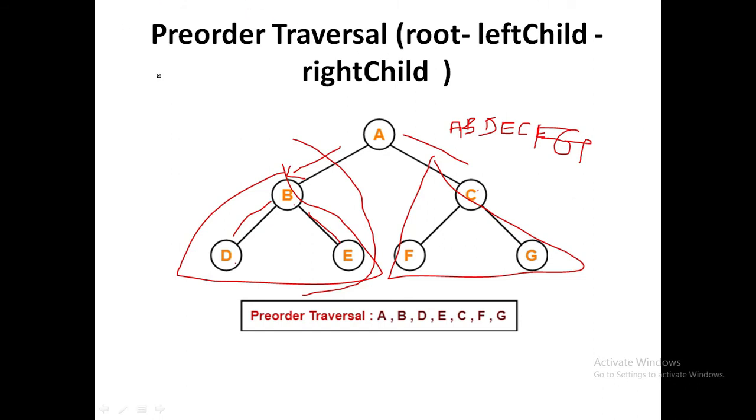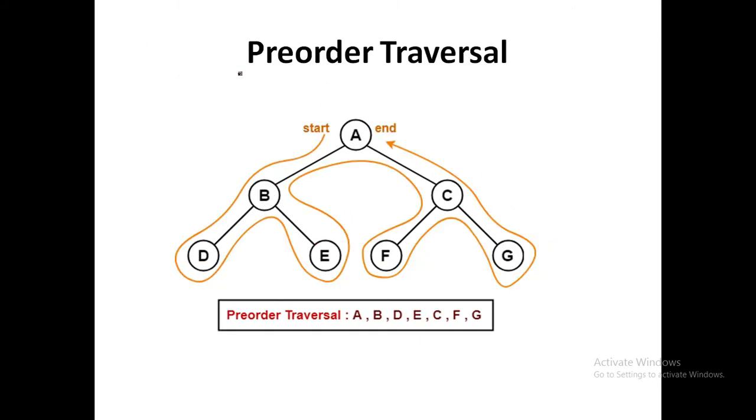From the name itself we can easily write the order. Pre means the root comes first. After that the left and right children are visited. So this is a diagrammatic representation of pre-order traversal. It starts from A, B, D, E, A is already written, after that C, F and then G.